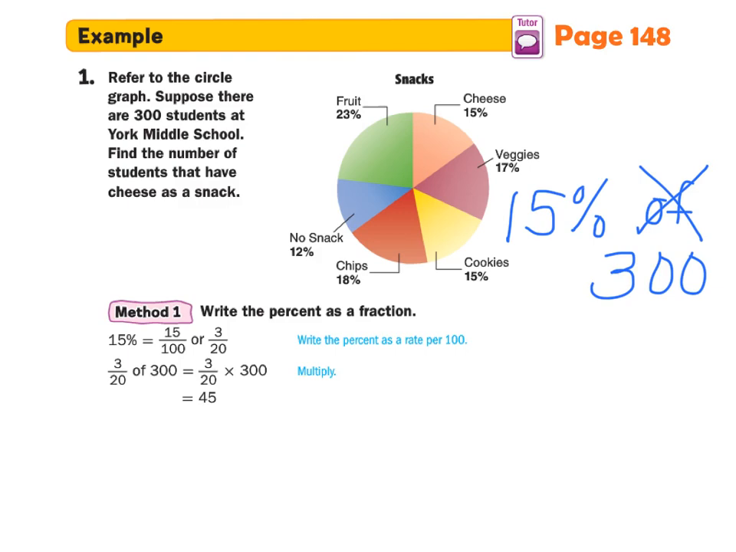Some of you are really good with fractions, some of you not so good with fractions, but this is an option. We're going to change 15% to 15/100. We could simplify that to 3/20. Then we're going to find 3/20 of 300. Of, look at this, of means times.